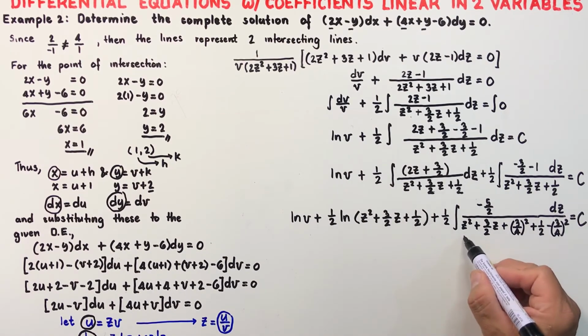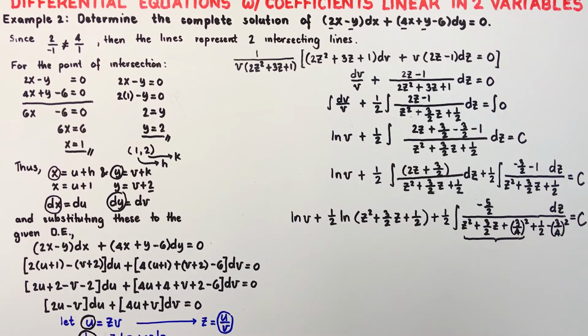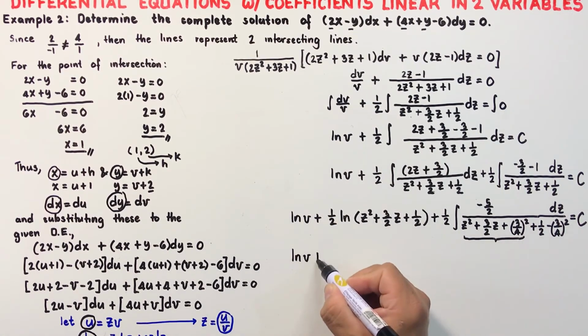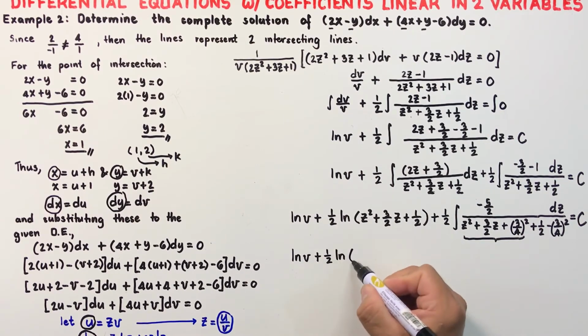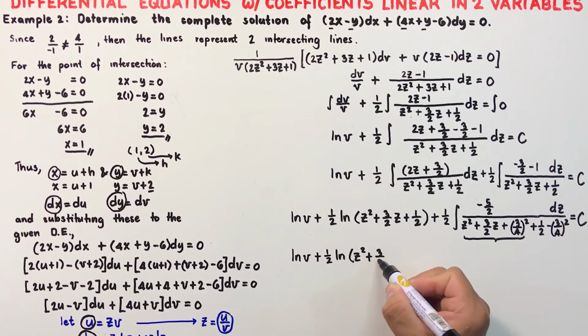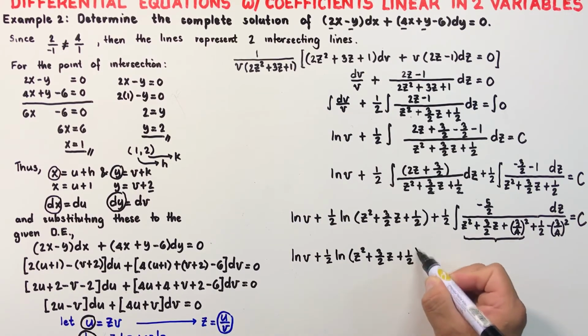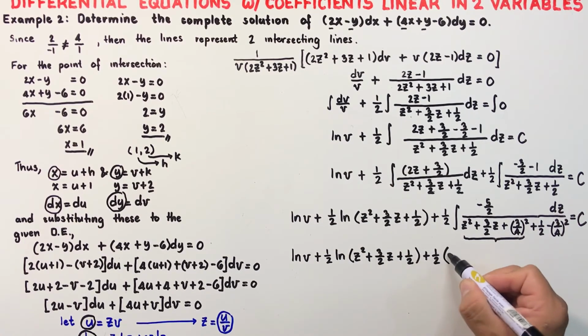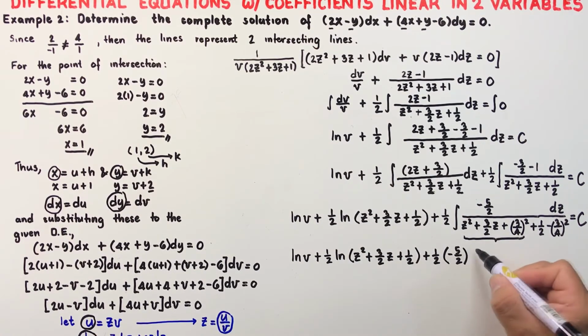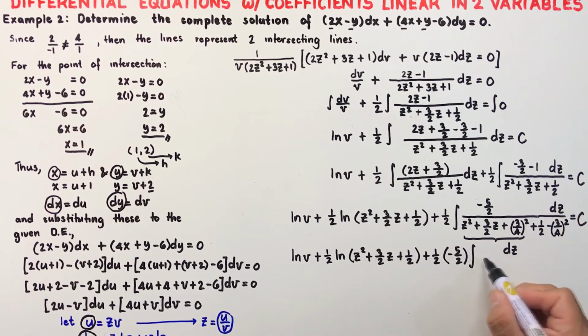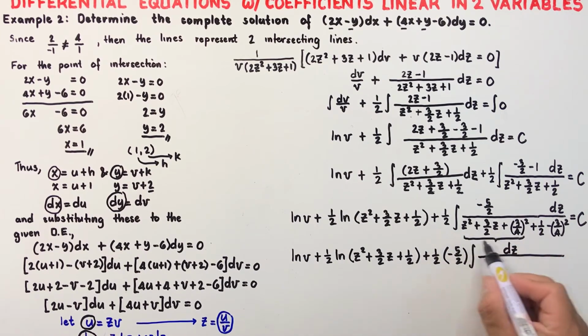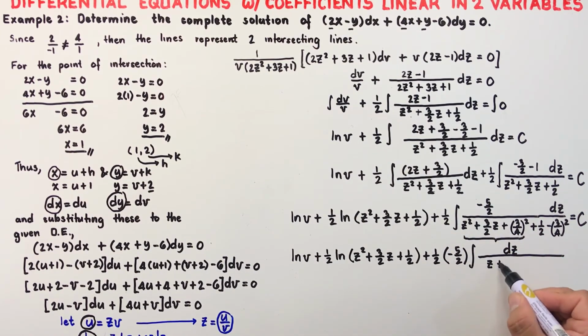So we notice that this one is already a perfect square trinomial. So we have the natural log of v plus 1 half of the natural log of z squared plus 3 halves z plus 1 half plus 1 half times negative 5 halves. And this is multiplied by the integral of dz over this square trinomial, which can be written as z plus 3/4 quantity squared plus 1 half minus 9/16. And this is equated to the constant of integration, c.